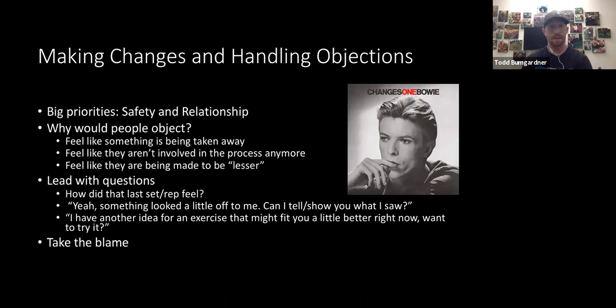This making changes slide gave me the opportunity to make a music reference and slide David Bowie into this, so I did it pretty excitedly.